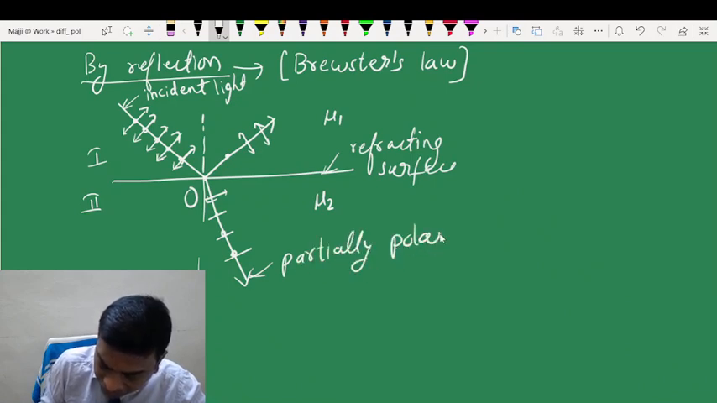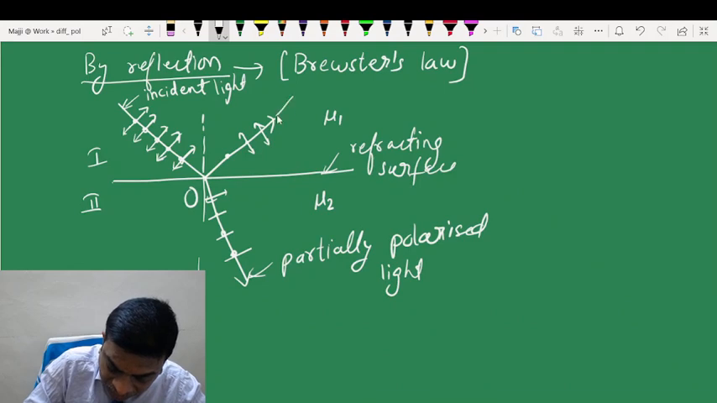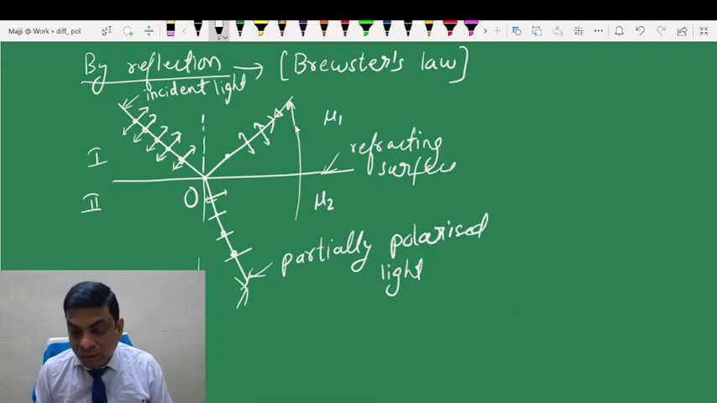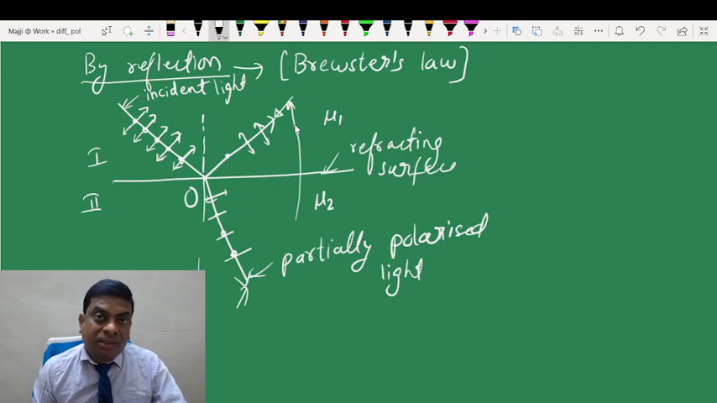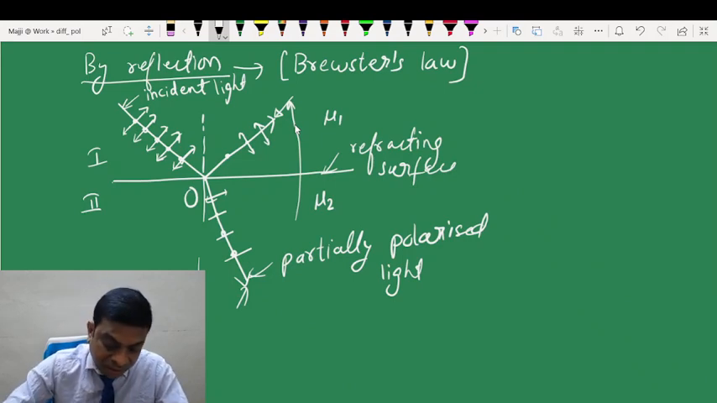Partially polarized light. So both the reflected rays as well as the refracted rays are partially polarized. But we want complete polarization. At least maybe some 98 or 99% polarization we require, though not 100%.